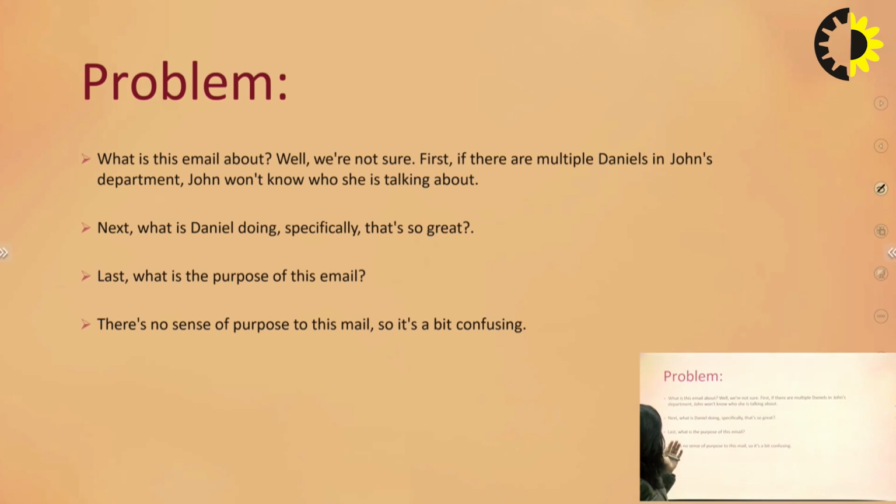So what is the problem here? If there are multiple Daniels in John's department, John wouldn't know who she is talking about. Next, what is Daniel doing specifically that's so great? Last, what is the purpose of this email? There is no sense of purpose to this mail. So it's a bit confusing.